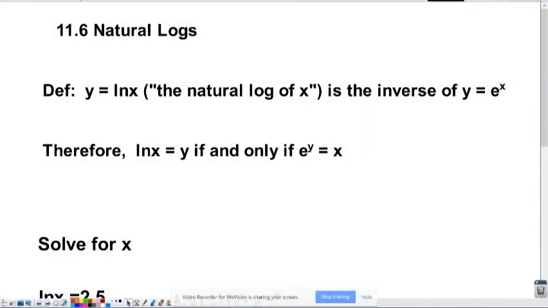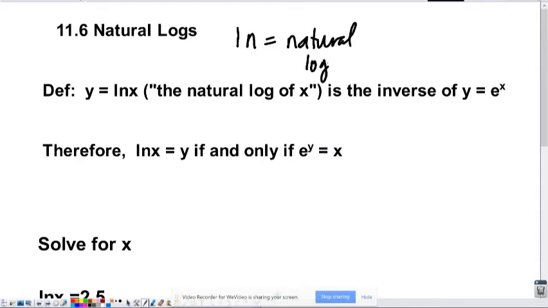So this is the last topic we need to talk about with exponents and logs. And we are going to talk about something called the natural log today. And what it looks like on your calculator is ln. I don't know why, but think of n as natural and L as log. So it's for natural log.